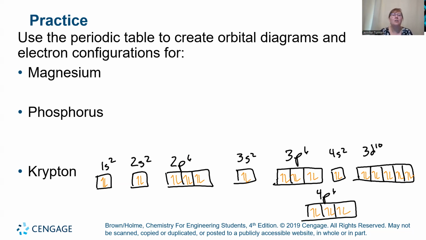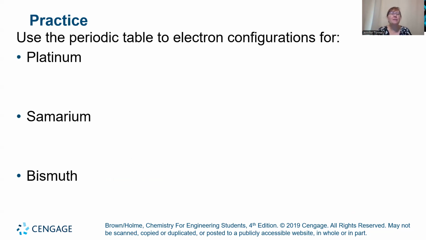Okay, so now we're just going to step back for a minute and look at our next slide. Okay, so this is to use our periodic table to find electron configurations for platinum, samarium, and bismuth. So what I'm going to do is I'm going to go back to that other slide where we were working, and we'll work on these. So you're on slide 15.